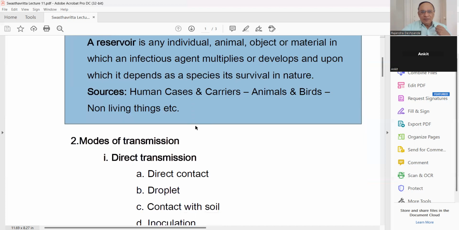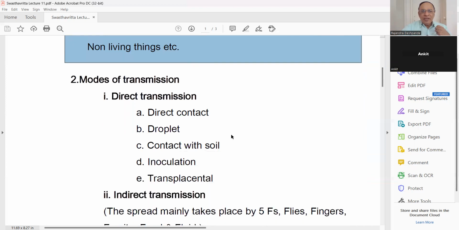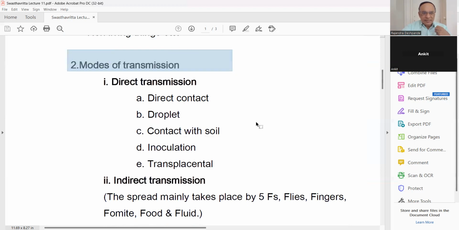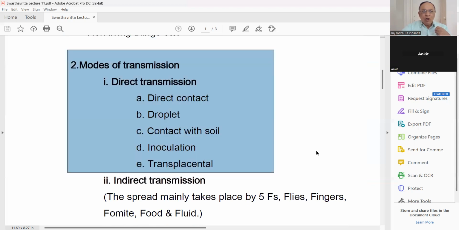Next, we will go further. How we get the illness, okay? The first part is mode of transmission, how it is spreading. Some diseases spread by direct contact.